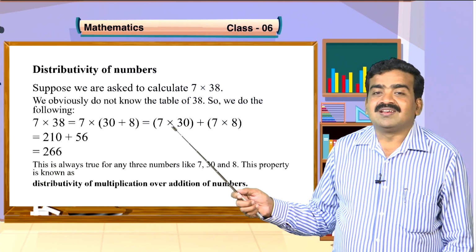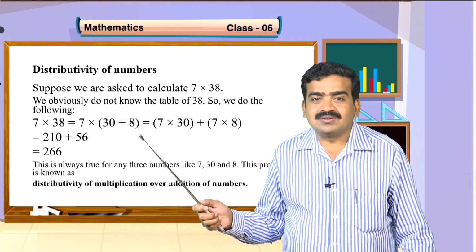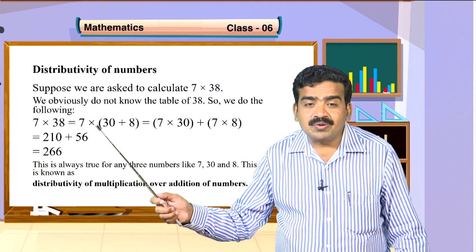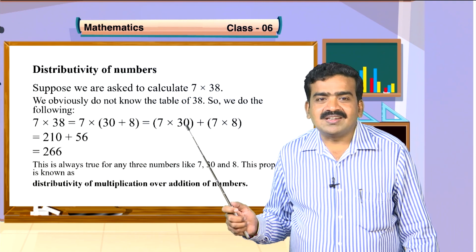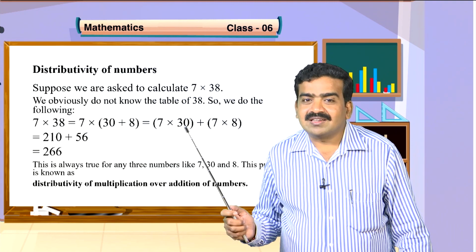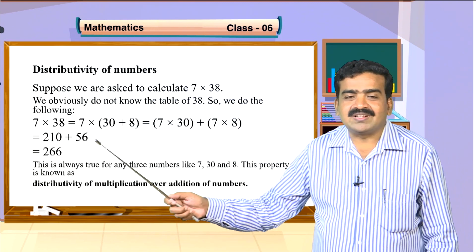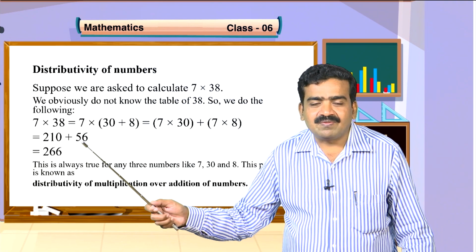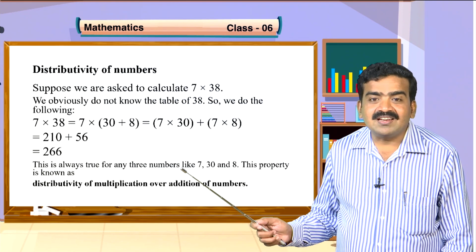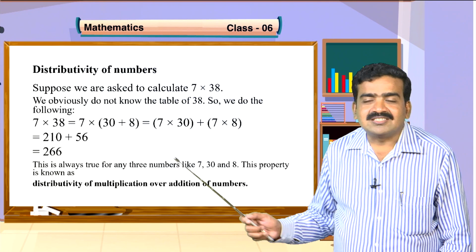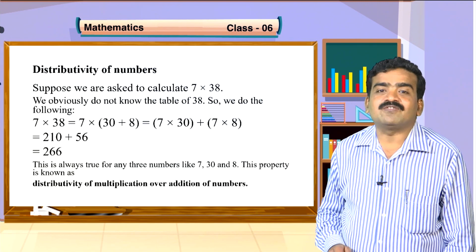Distributivity of numbers helps us to simplify numbers like this, and it also tells us how we can distribute the numbers in multiplication. So, what about 7 into 30? 7 threes are 21, so 7 into 30 is 210, plus 7 eights are 56. Therefore, 210 plus 56 gives us 266. This is always true for any three numbers like 7, 30 and 8. This property is known as distributivity of multiplication over addition of numbers.